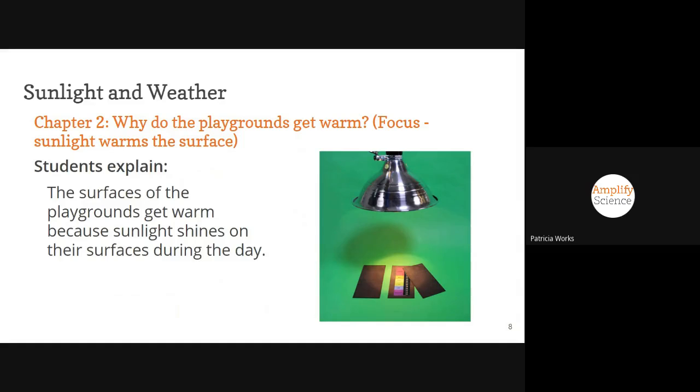In Chapter 2, students explore to find out why the playgrounds get warm. They figure out that the surfaces of the playgrounds get warm because sunlight shines on the surfaces during the day. Key evidence sources in this chapter include using a model to investigate the effect of sunlight on Earth's surface and then graphing the results. Students also measure and record temperatures on their school's playground to compare to the results of this model.